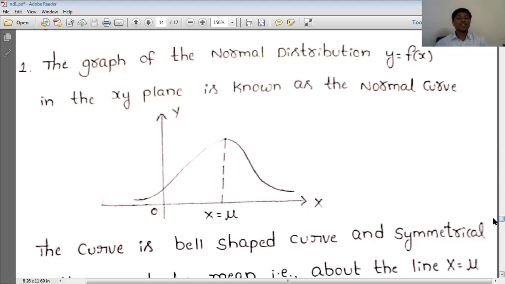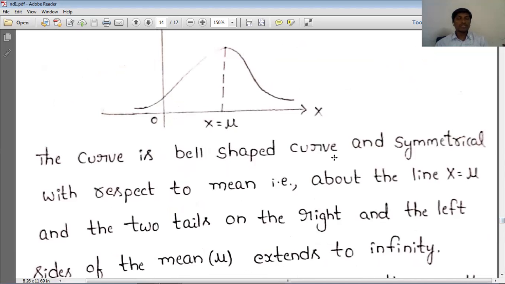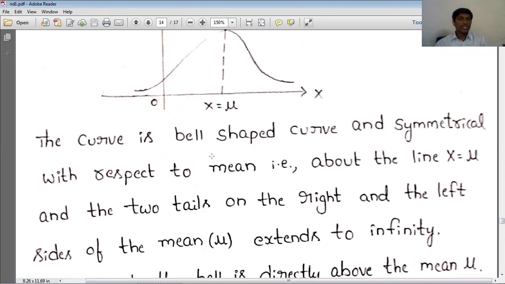And next, the curve is a bell-shaped curve, as we said, and symmetrical with respect to the mean, that is about the line x is equal to mu. So this is x is equal to mu, and the curve is symmetrical about this line. And next, the two tails on the right and left sides of the mean extend to infinity. These are what we call the tails. This one we call the right tail, and this is the left side, so the left tail. And this extends from minus infinity to plus infinity.